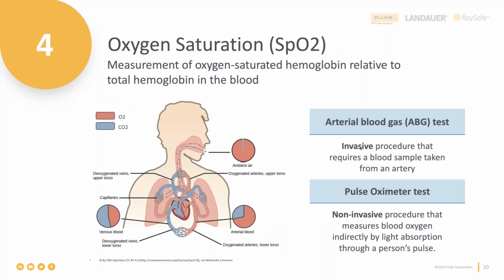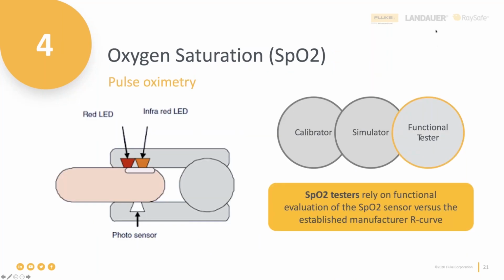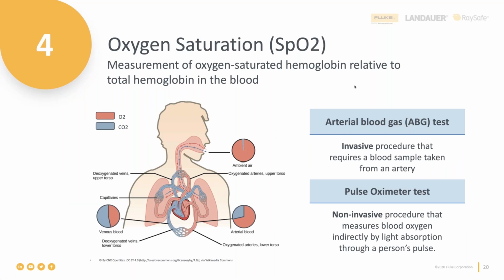So the next parameter is oxygen saturation, which is the amount of oxygenated blood volume as a percentage of total blood volume. There are invasive methods of testing blood oxygen levels, like arterial blood gas, ABG, that Katia just referenced. And there are also some non-invasive methods like pulse oximetry. For this, we're going to focus on pulse oximetry as it is much more common.